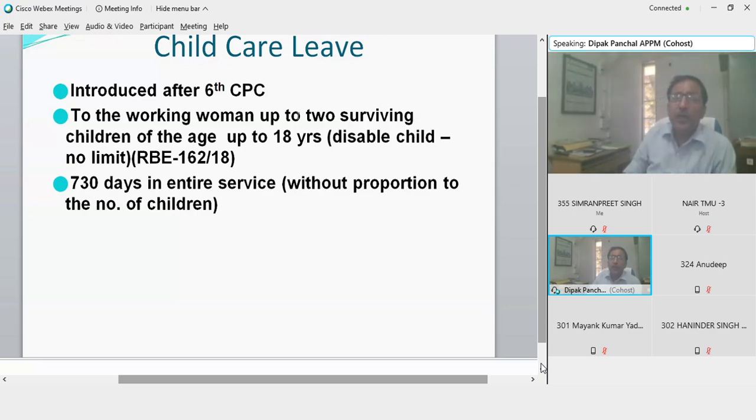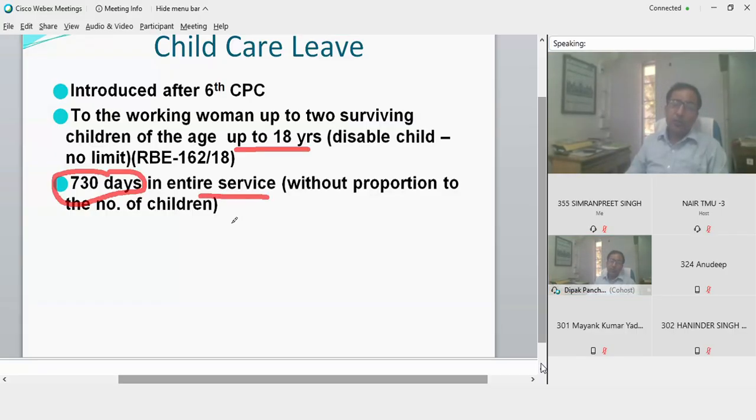Working women, those who have up to 2 surviving children and up to the age of 18 years, get up to 730 days of childcare leave in entire service. It has nothing to do with the number of children. Even if it is a single child, the woman gets all the 730 days, up to the 18th year of the age of the child. If the child is disabled, there is no age limit.